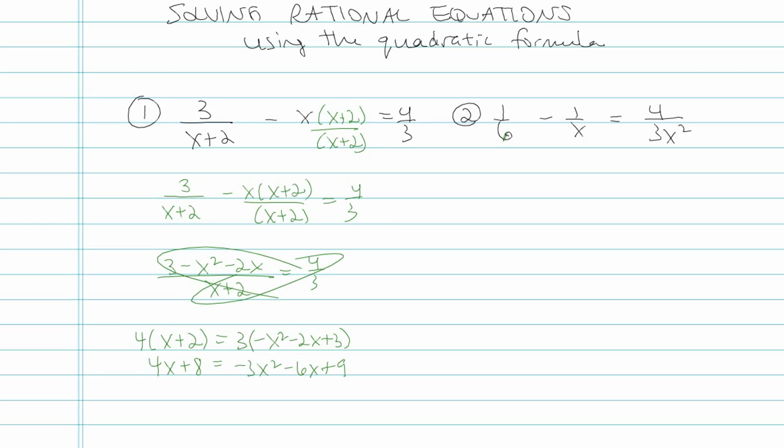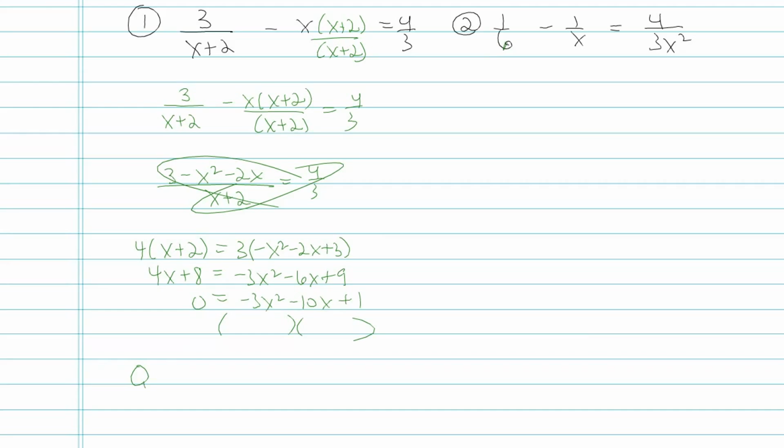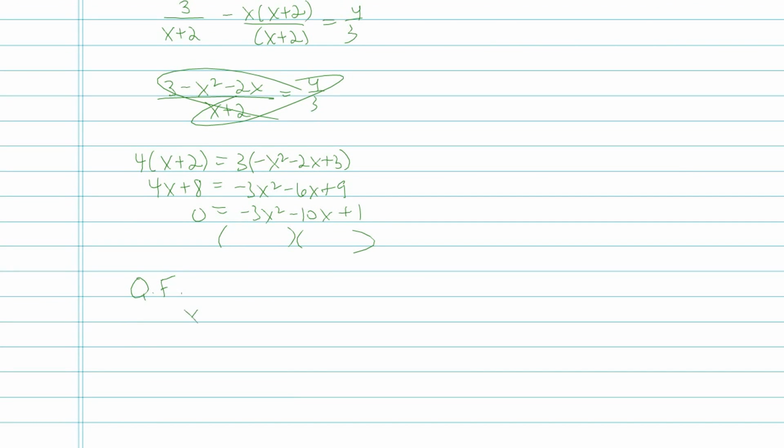Okay, so now I have a quadratic equation. I'm going to set it all equal to 0. And then, if I'm lucky, I'll be able to factor this thing, but if you read the title or heard me introduce this little lesson, you'll know that this thing cannot be factored. I'm going to have to use the quadratic formula in order to solve for x. So, x equals negative b plus or minus the square root of b squared minus 4ac all over 2a.